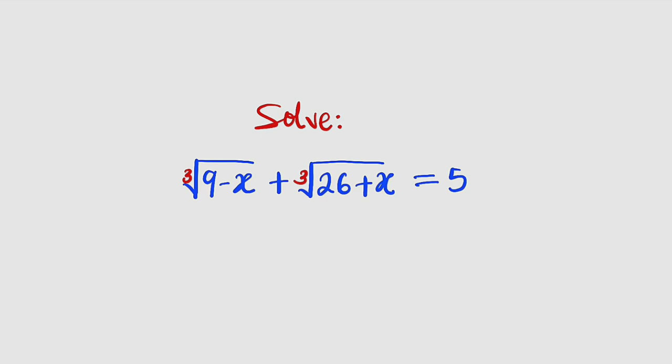We're asked to find the possible values of x that can satisfy this radical equation, which is the cube root of 9 minus x plus the cube root of 26 plus x equal to 5.